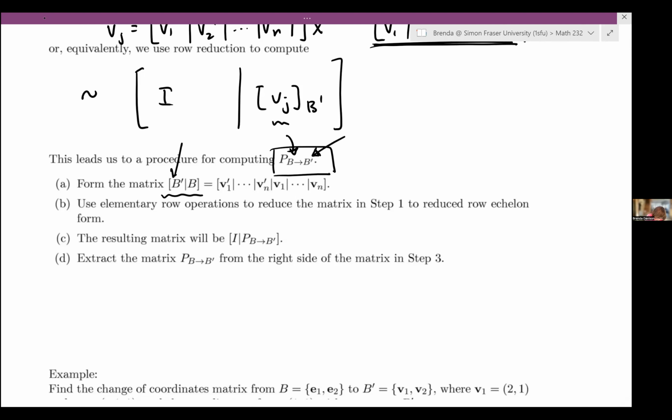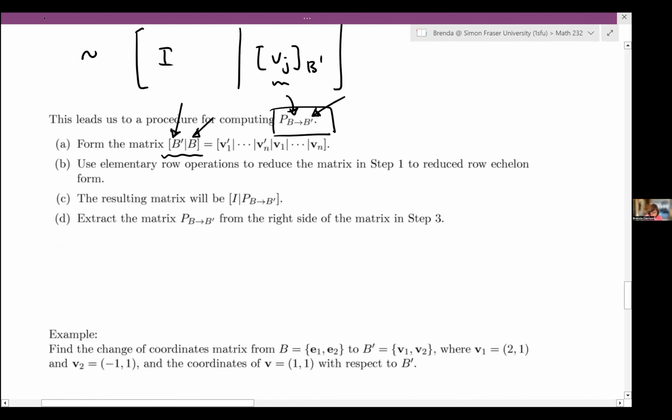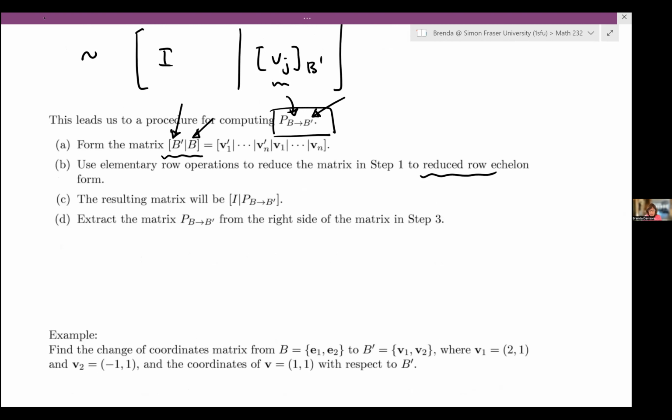B prime has to be first and B has to be second, and we are changing bases from B to B prime. That's the easiest mistake to make, is to put the columns in the wrong order. Okay, so caution when you're doing that. Then we do our magic Gaussian elimination procedure, and we reduce the matrix from step one to reduced row echelon form. You have to go the full way.